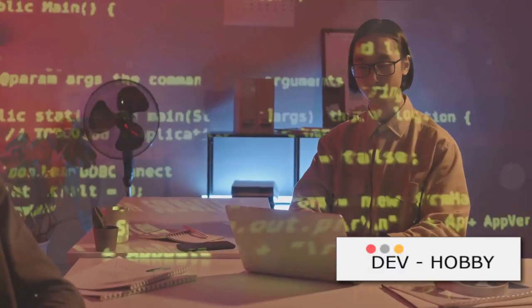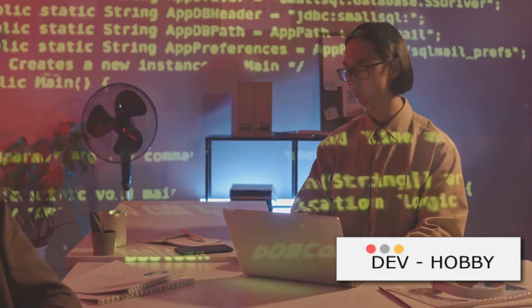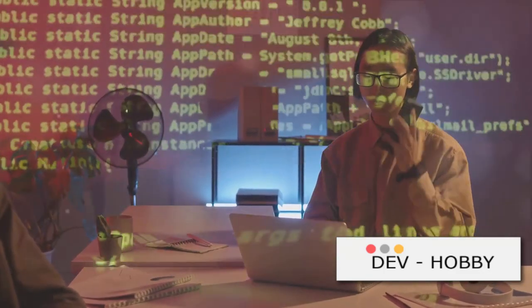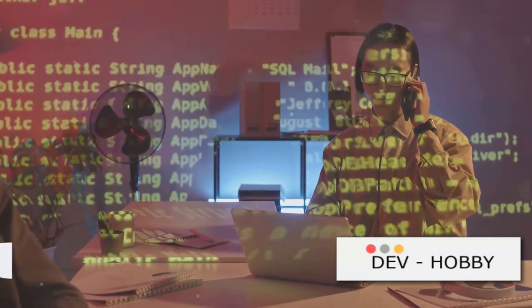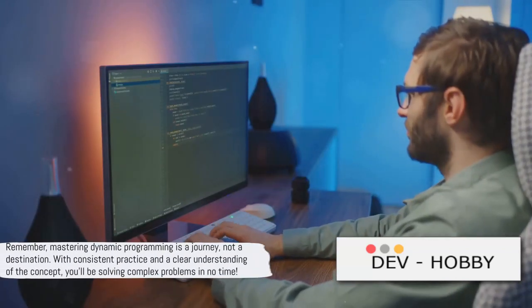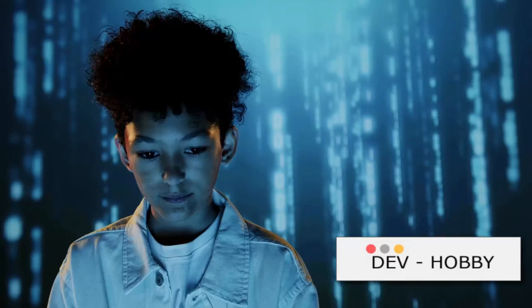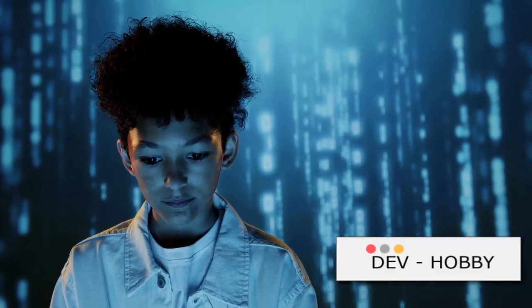Remember, dynamic programming isn't something you master overnight. It's a skill that you build over time. It's about patience, persistence, and a lot of practice. Remember, mastering dynamic programming is a journey, not a destination. With consistent practice and a clear understanding of the concept, you'll be solving complex problems in no time.